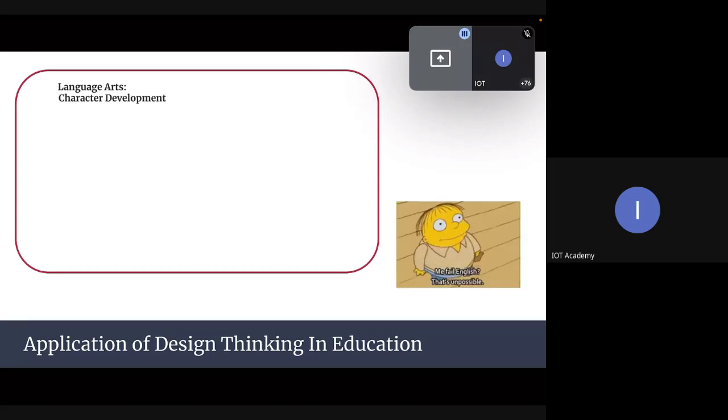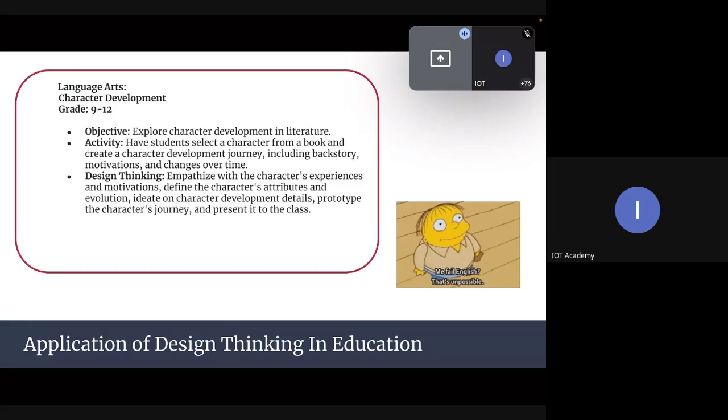And language, of course, we cannot leave behind that. Suppose you want to do character development for grade 9 to 12 students. What you can do is you can have students select a character from a book, create a character development journey, include backstory, motivation, changes over time, and all this can be done through this process of design thinking, where they empathize with the character's experience, they define the character's attributes, they ideate on the character's development, they prototype the character's journey, and they present it to the class.